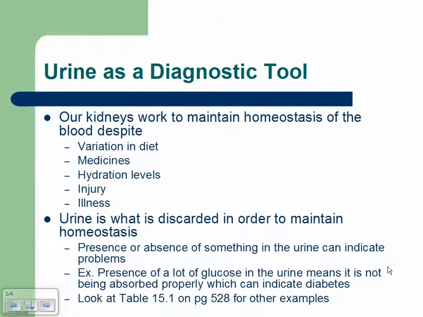If you look at table 15.1, which is on page 528, it gives you a lot of other examples of finding something in the urine indicating something that's wrong. So that's a good place to look.